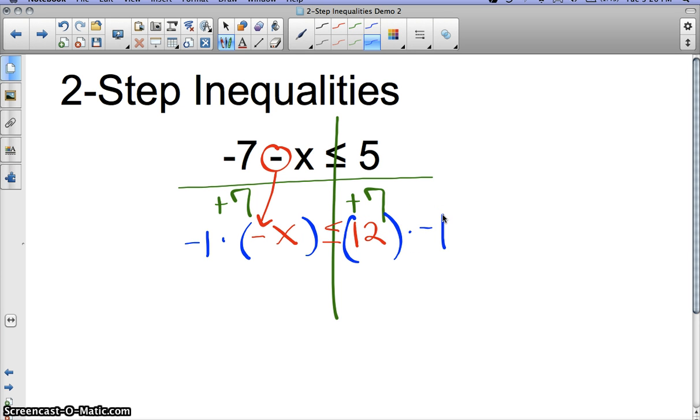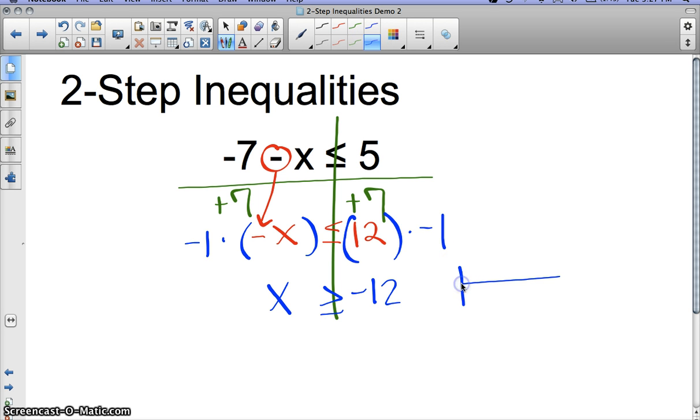If we multiply anything by 1, it doesn't change. So we're left with x on the bottom. And we end up with negative 12 over here. But if you remember, if we multiply or divide by a negative, our inequality symbol flips. So instead of less than or equal to, it's going to be a greater than or equal to.